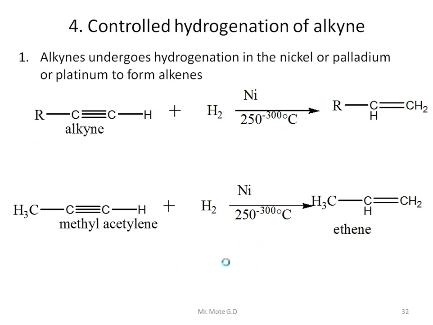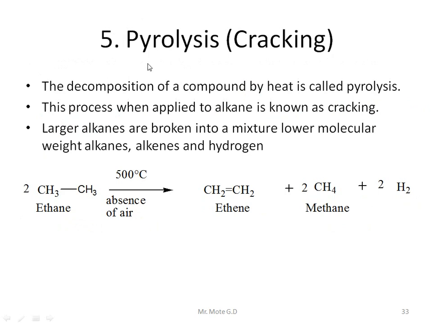And fourth, controlled hydrogenation of alkyne. So this is the alkyne. We have treated with nickel at 250 to 300 degrees centigrade with hydrogen. So hydrogen is going to add to these and here to form alkene. We have taken methyl acetylene treated with nickel, and we'll get propene. We'll get propene, not ethene. Propene is the product. Then fifth one, pyrolysis or cracking.